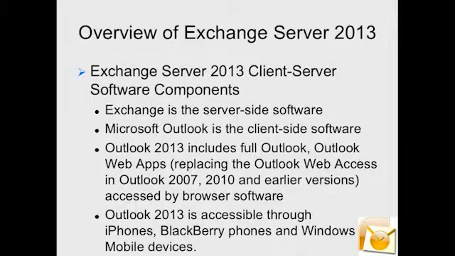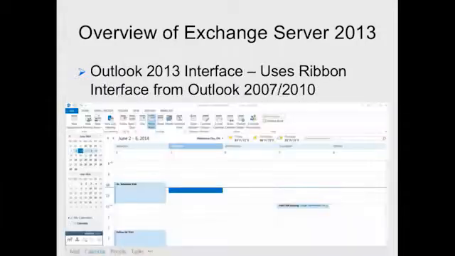And it can be accessed by multiple browser software components. With Outlook Web App, you can use Internet Explorer, Mozilla Firefox, and some other browsers like Safari from Apple or Google Chrome. Outlook 2013 is also accessible from various mobile devices, including Apple iPhones, BlackBerry phones, and Windows mobile phones. And there's been a new addition fairly recently of support for Apple iPads.